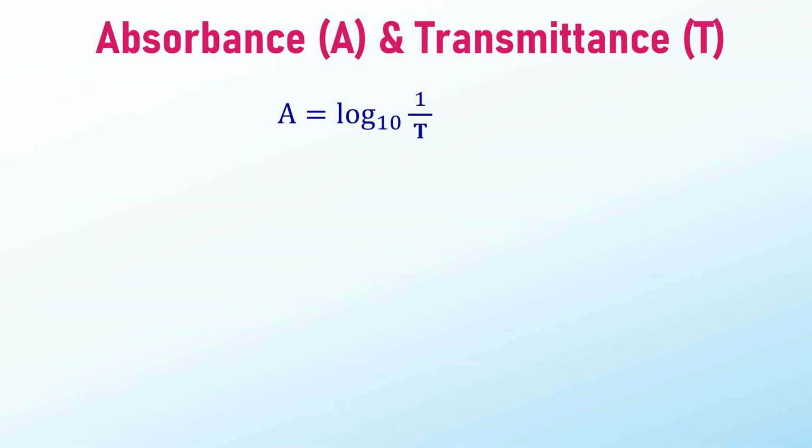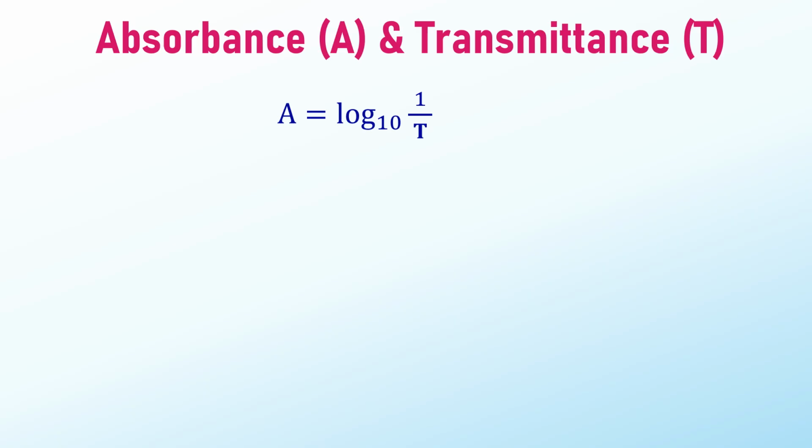The absorbance A represents the fraction of light absorbed by the sample, while transmittance T refers to the fraction of light that passes through the sample without being absorbed. Both absorbance and transmittance are expressed as decimal values between 0 and 1. Both are dimensionless. These two are inversely related. As absorbance increases, transmittance decreases.